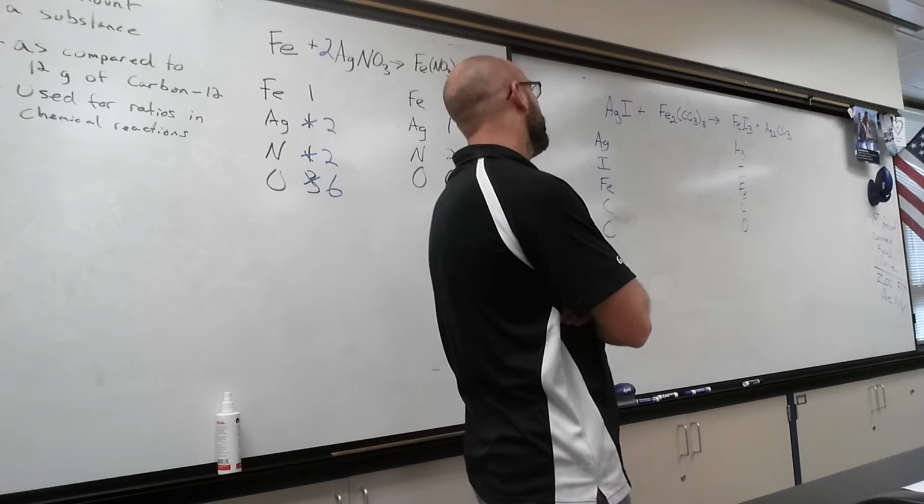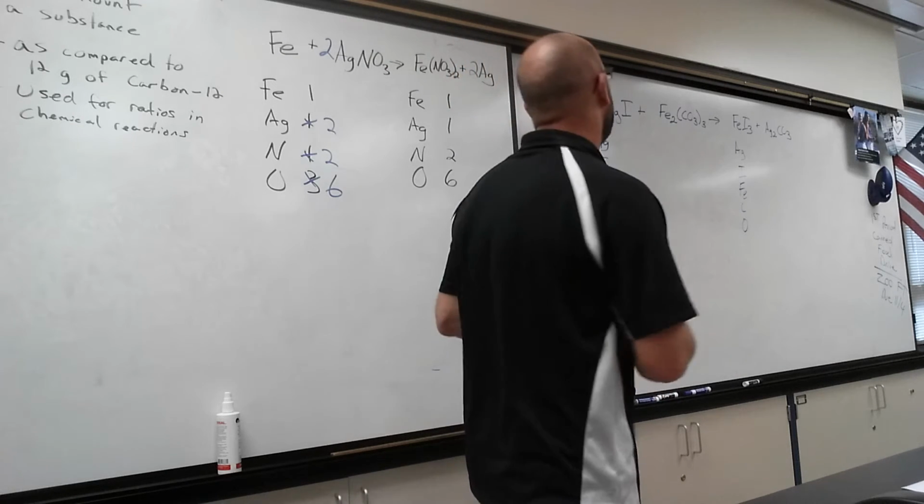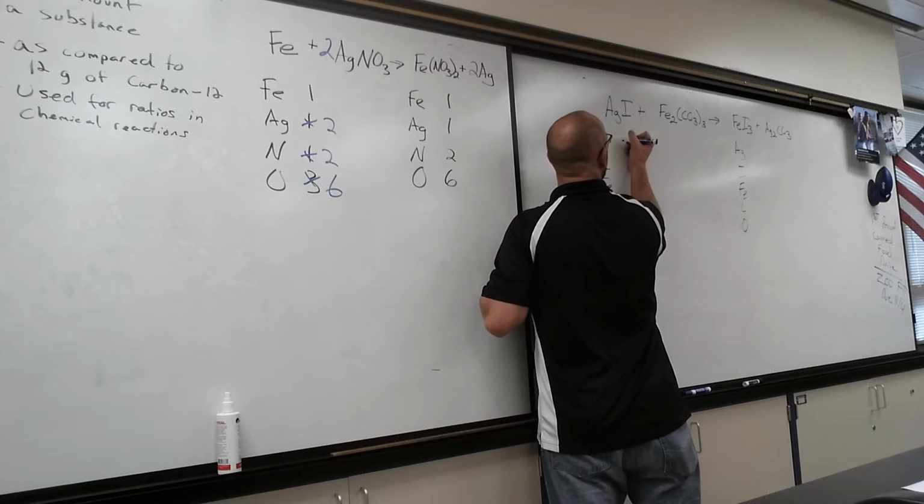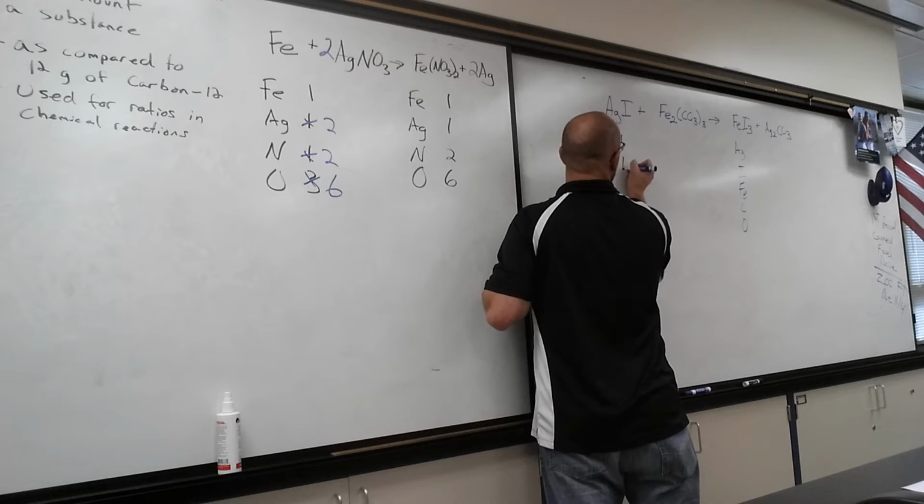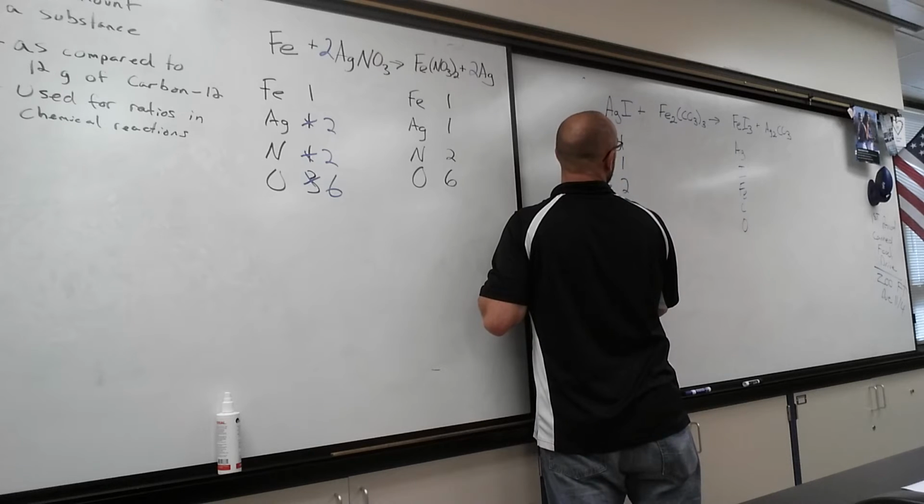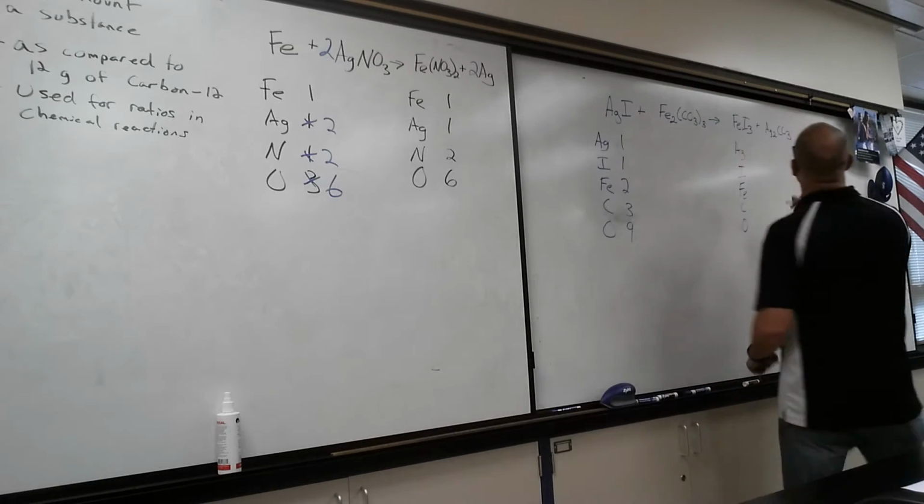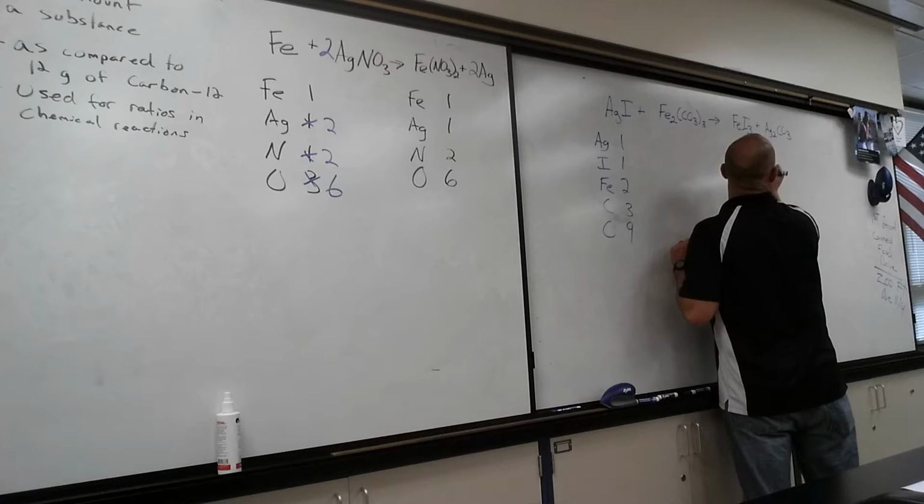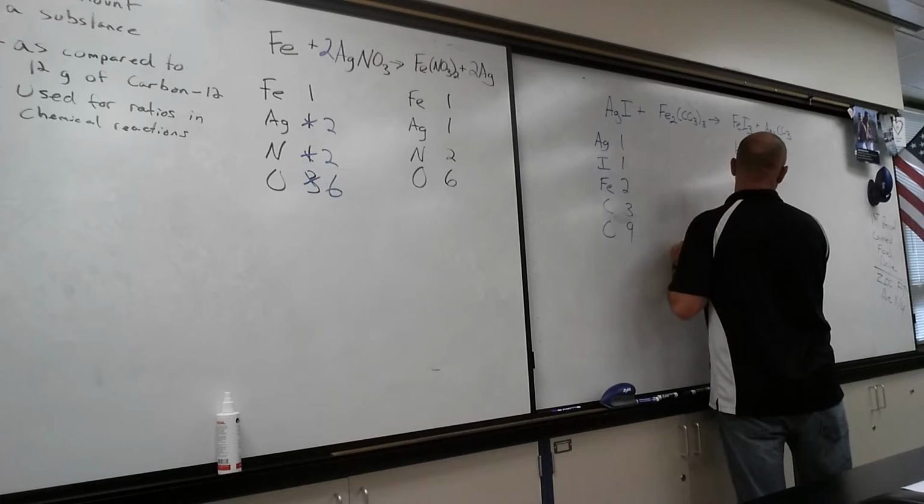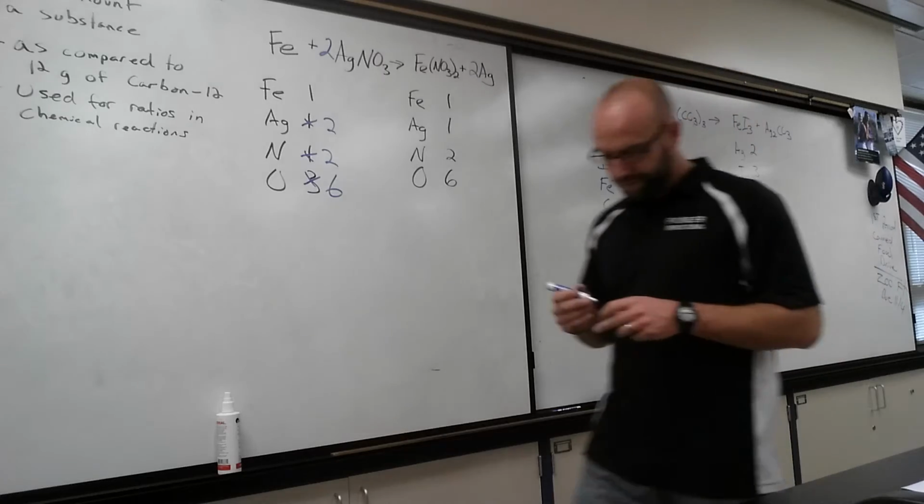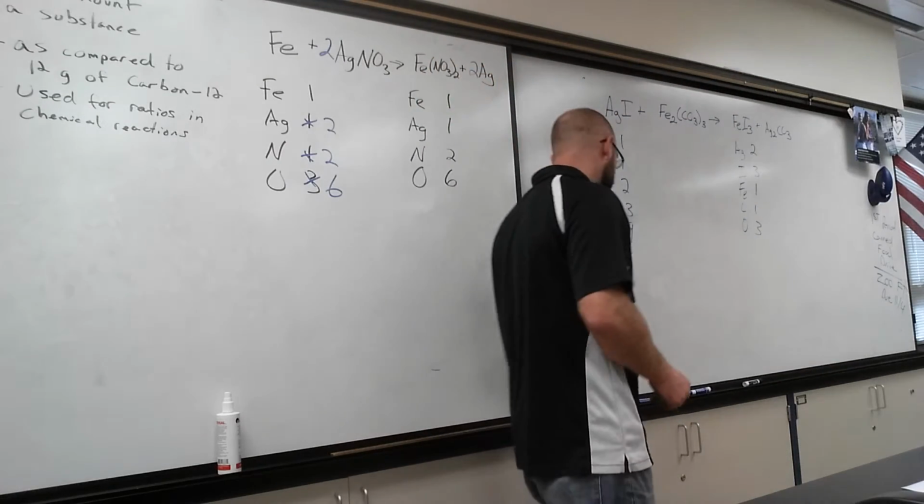All right. How many silvers on the left? 1 silver, 1 iodine, 2 irons, Fe2, 3 carbons, 9 oxygens. 3 sets of 3. Over here I have 2 silver, 3 iodine, 1 iron, 1 carbon, 3 oxygen. So we got a long ways to go here.